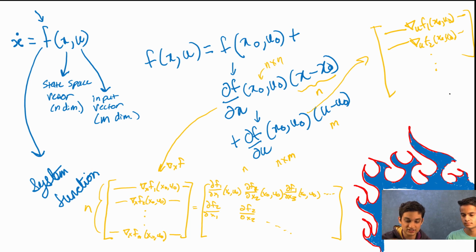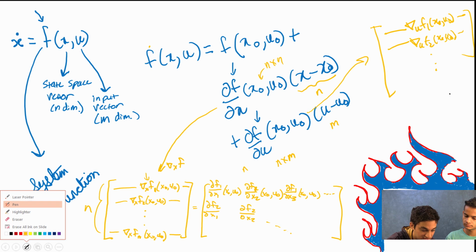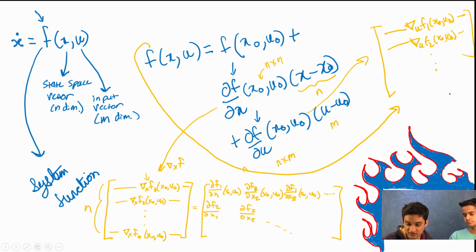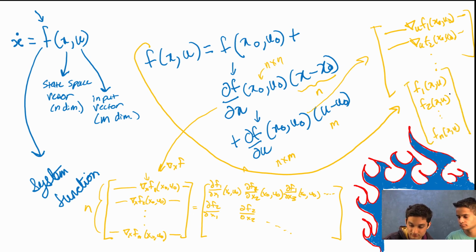So one thing just to remind you, what we mean by f1 and f2 here is that this function f, we can break it up into its coordinate functions: f1 of x comma u, f2 of x comma u, and so on, fn of x comma u, stacked into this kind of vector. Sound good? Cool.